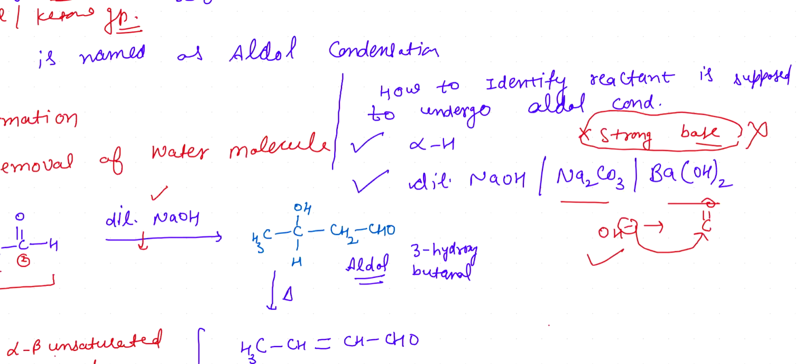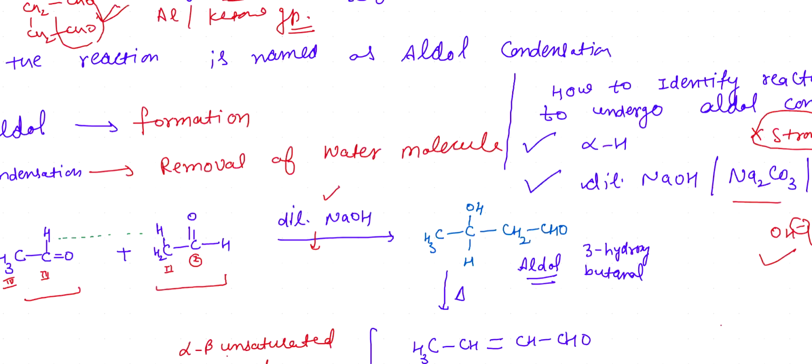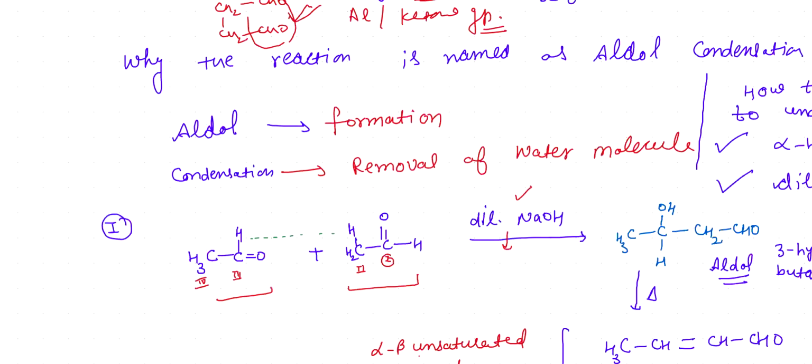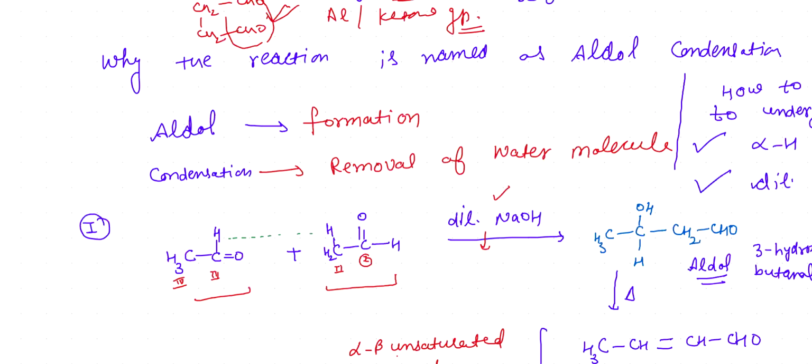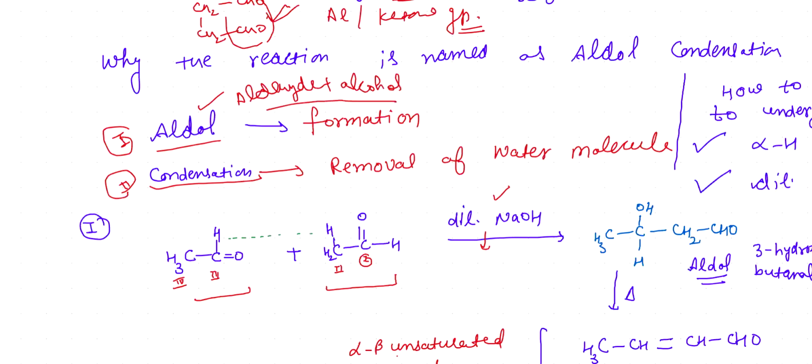condensation reactions. And why this reaction is named aldol condensation is very clear from the formation of intermediates in this reaction. The first step is formation of aldol, then the second step is condensation. Why is the first step known as aldol? Because in this intermediate, both an aldehyde and an alcohol group are present. That's why it is named aldol. And what is the meaning of condensation? Condensation means removal of a water molecule, and in the second step there is removal of a water molecule. That's why this reaction is named aldol condensation.